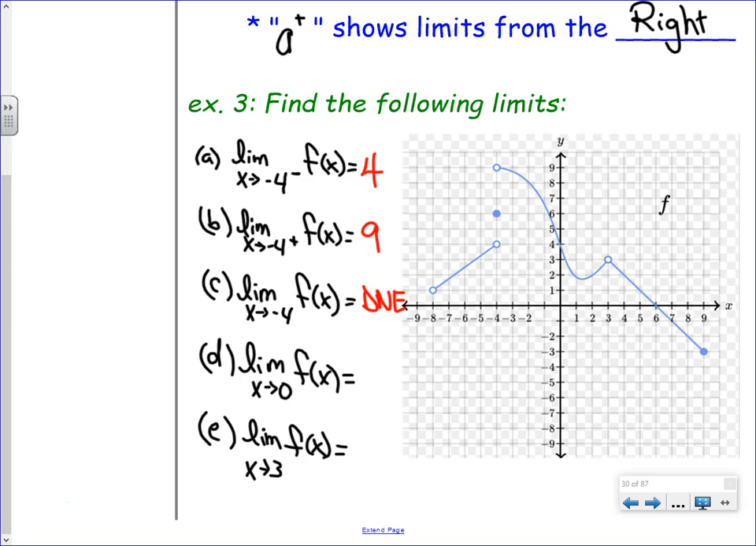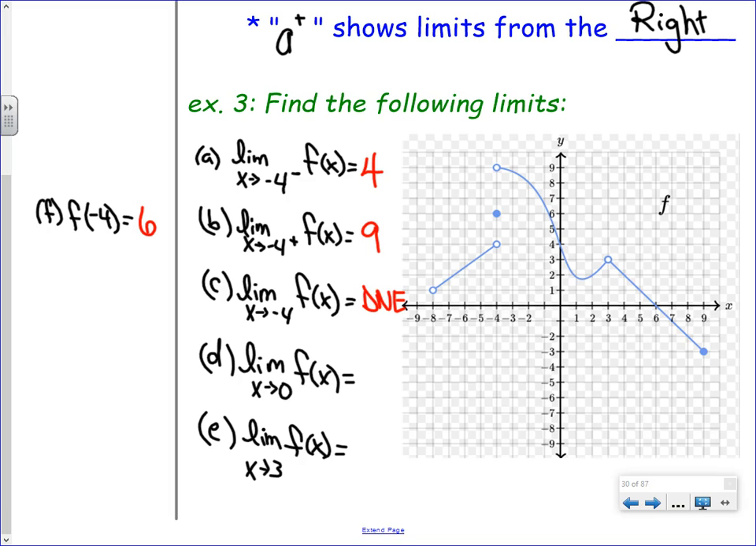So if I did have a separate question, we could make it, I don't know, something like f. If I did make f of -4, what would f of -4 be? 6. That's the actual height. But the limit as x approaches -4, nope, they're headed to 2 different places. Is there one intended height from both directions? No. The limit does not exist.